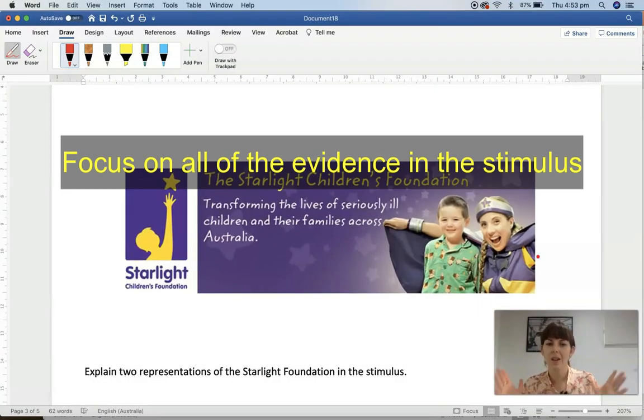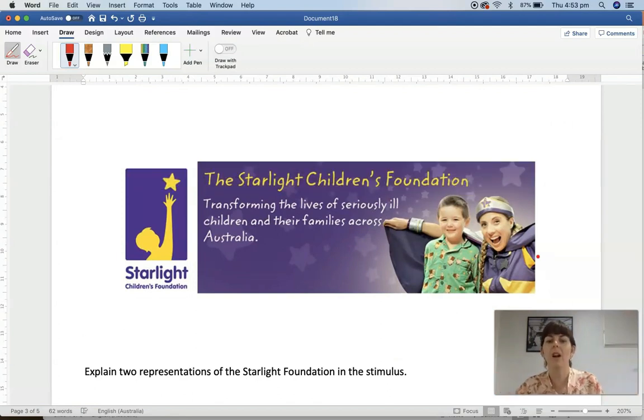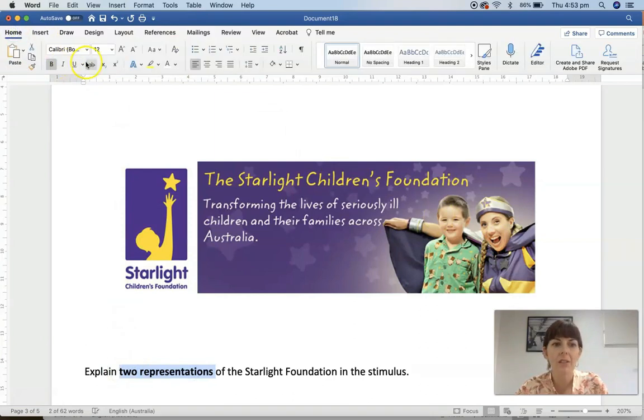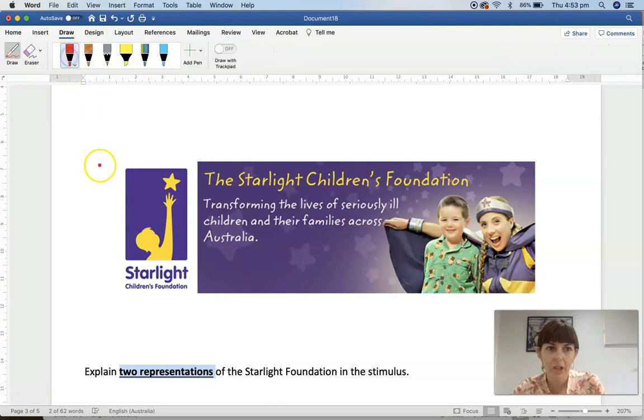So we have an advertisement by the Starlight Children's Foundation. We have some text and we have some images here. So we have to go with the evidence that we have, and the question is, explain two representations of the Starlight Foundation in the stimulus. So let's have a look here. It says Starlight Children's Foundation, transforming the lives of seriously ill children and their families across Australia.